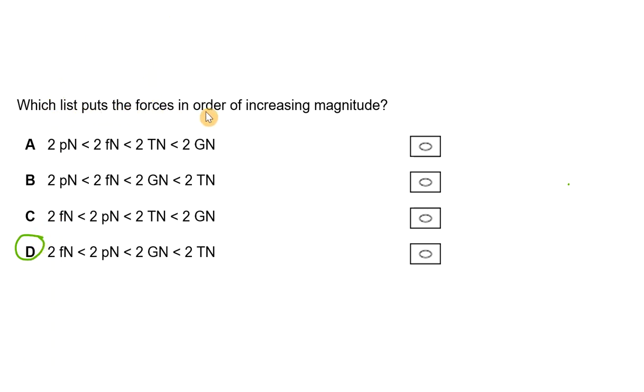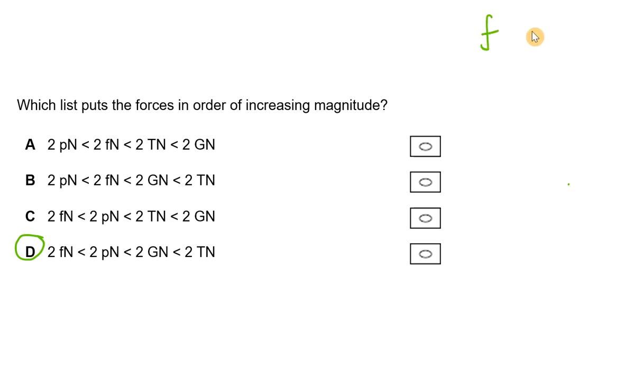Which list puts the forces in order of increasing magnitude? So you can see we've got 2 piconewtons, femtonewtons, teranewtons and giganewtons. So this question is testing your knowledge of the SI standard prefixes. So let's go through them, starting with the smallest.